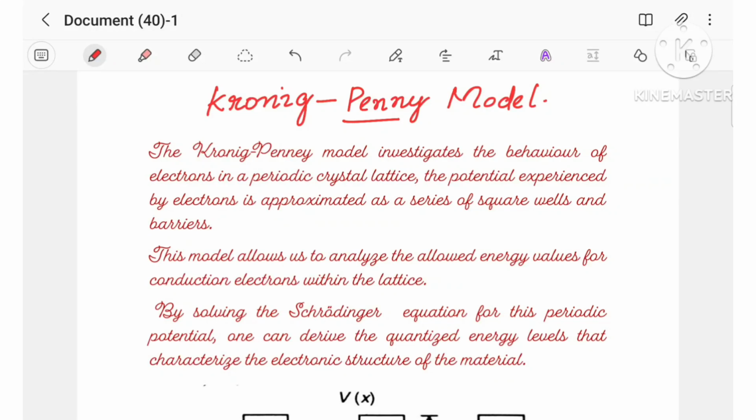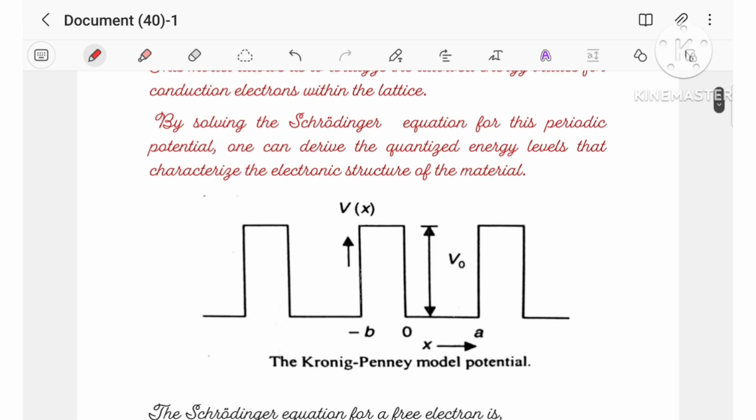Today we are going to discuss the topic called Kronig-Penney model. The Kronig-Penney model investigates the behavior of electrons in a periodic crystal lattice. The potential experienced by electrons is approximated as a series of square wells and barriers, which is shown in the figure. Here is the well and also the barriers.